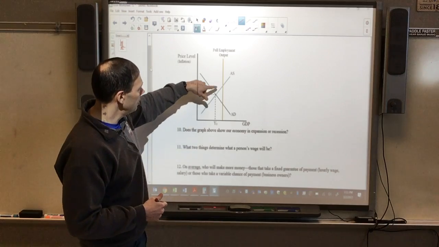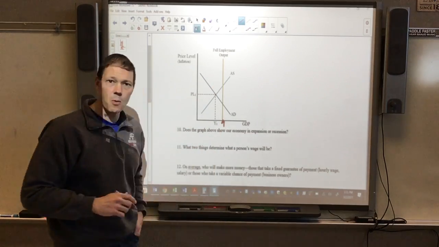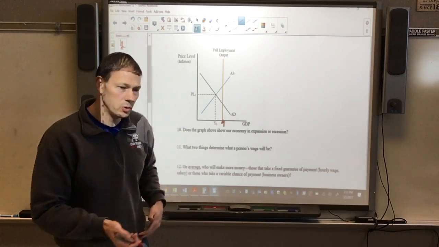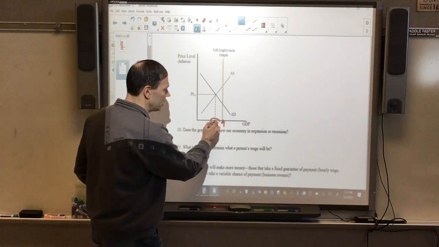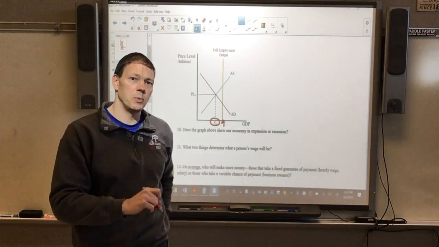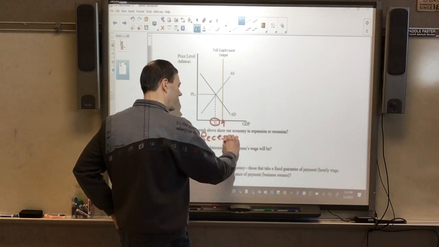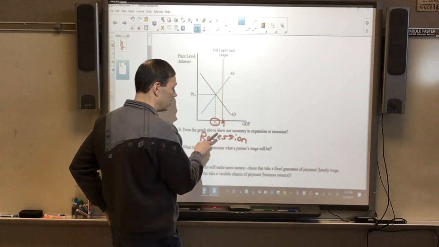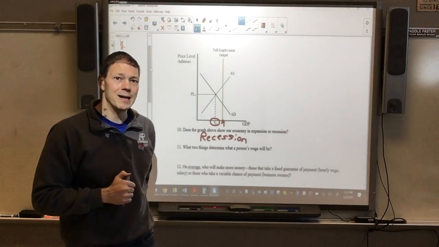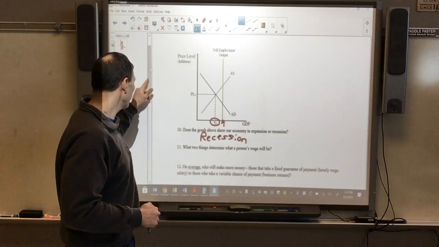Right now, this is where we should be. In other words, that's how much the economy should be producing, but notice that our economy is producing at Y1. While our economy is producing less than it should be, therefore we are in recession. So this graph depicts an economy in recession because where we are producing at Y1 is less than where we should be producing at full employment output.